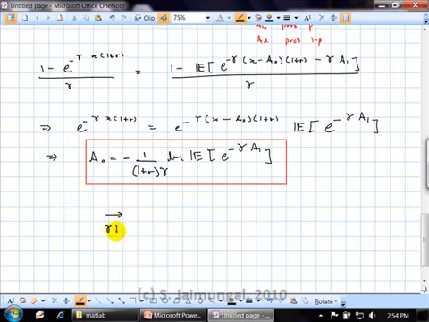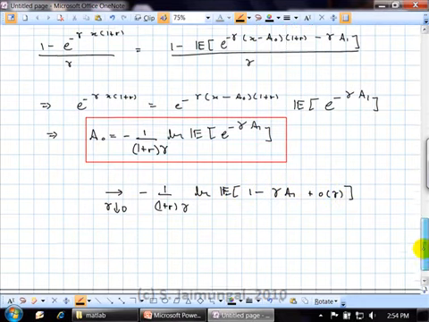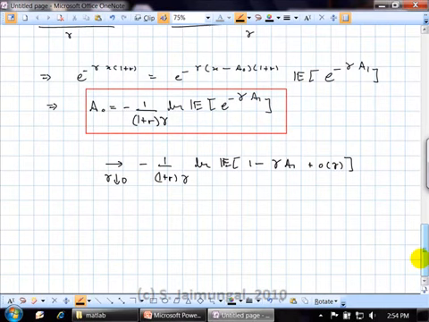So as gamma goes down to 0, we can say that this looks like log expected value 1 minus gamma a1 plus little o gamma. Okay, remember what little o gamma means? Basically means it's something, if I divide it by gamma and I take its limit, that's going to go to 0. So that basically means that this term here is effectively of order gamma squared or higher. So for small gamma, it's negligible.